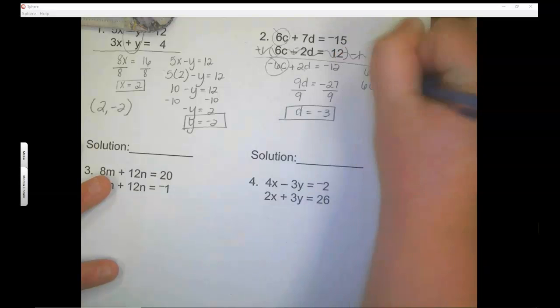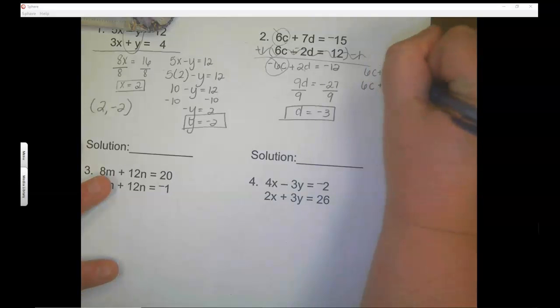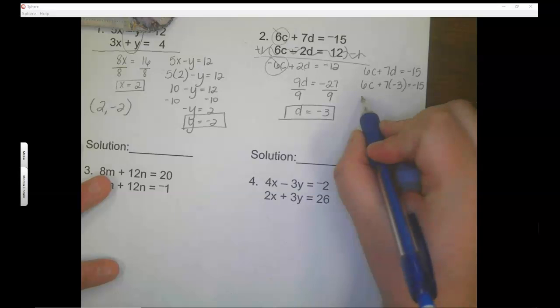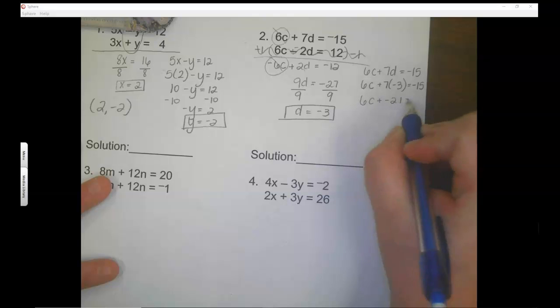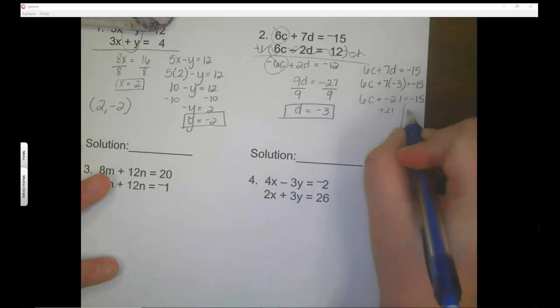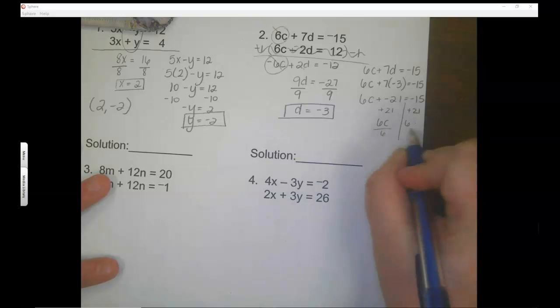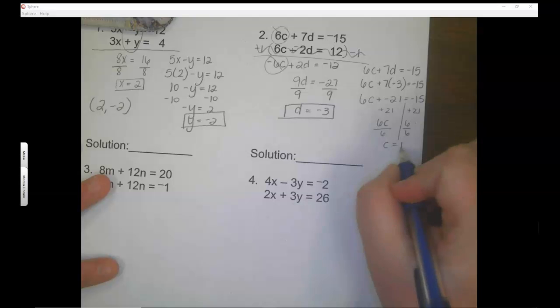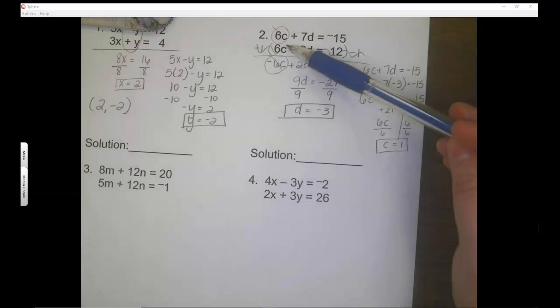So 6c plus 7 times that d, which is negative 3, is negative 15. 6c plus negative 21 equals negative 15. Add 21 to both sides. Divide both sides by 6. And c is 1. And again, I could go plug it in if I want to, and make sure that it works. I'd plug into the original one, not into my new one. Just to make sure.